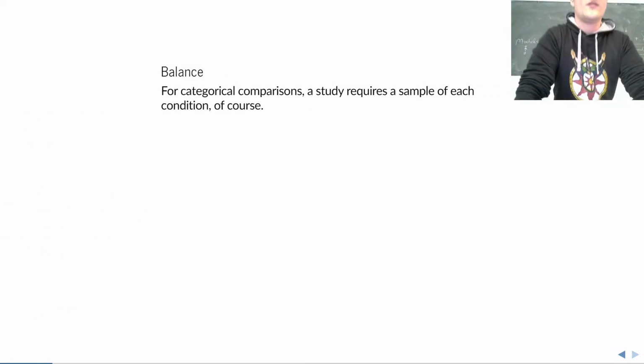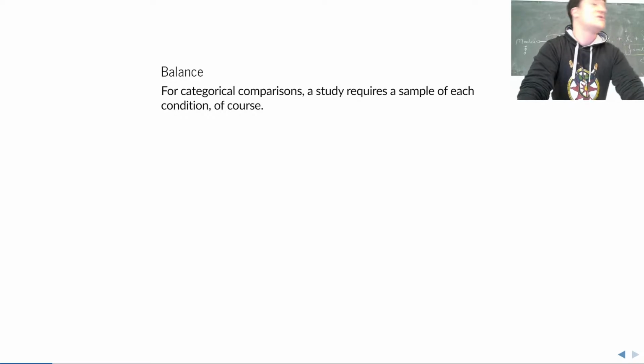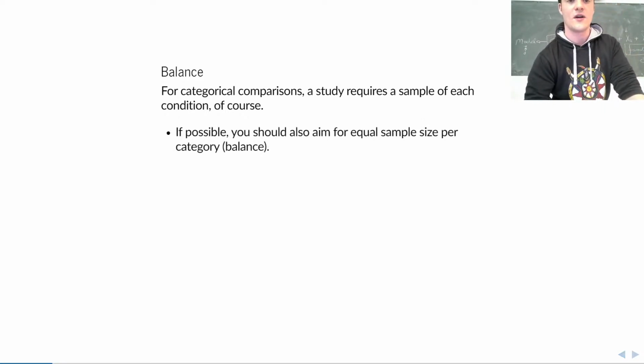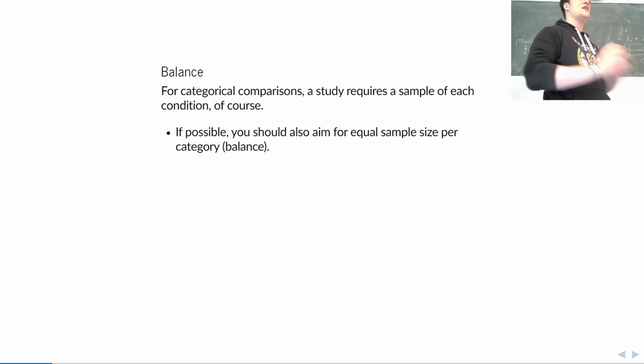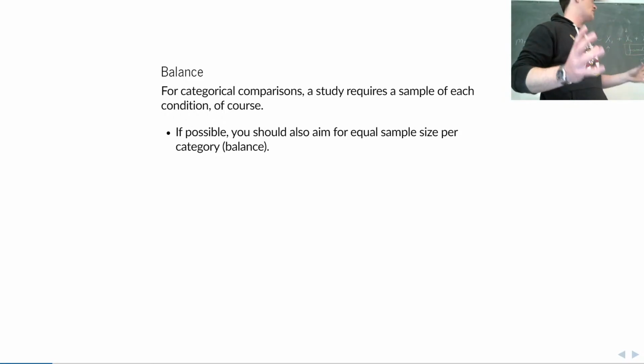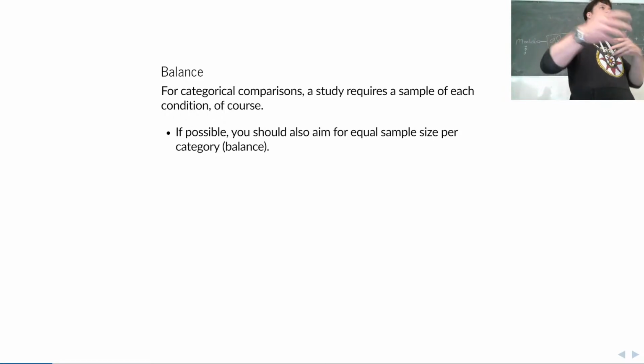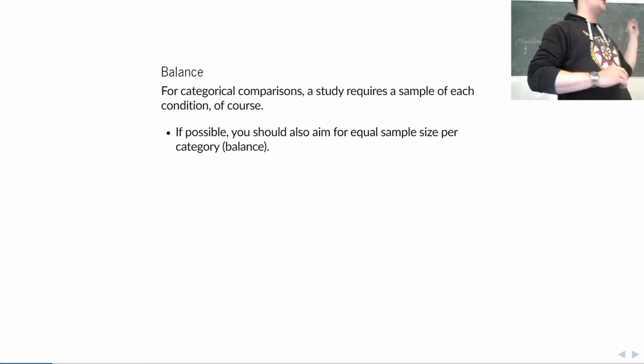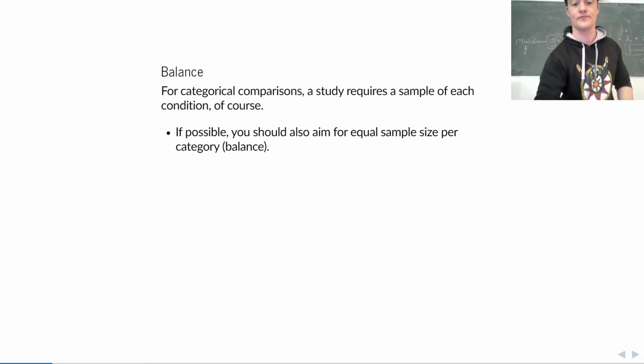Okay, the first thing I want to talk about is balance. Balance means that if you have a number of groups in your study, all those groups are equally well represented. If possible, you should aim for equal sample size for every category that you have. And if you have multiple treatments, or you're looking at males and females and different treatments, then you want every combination of categories to be represented by the same sample size. It's not necessary, but this will make your analysis much easier and more powerful.